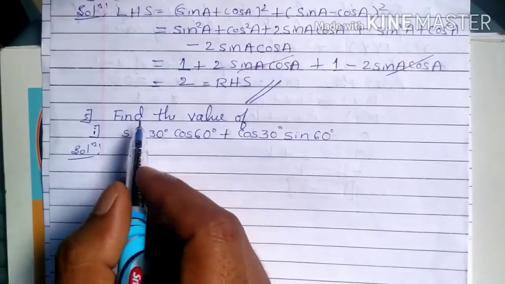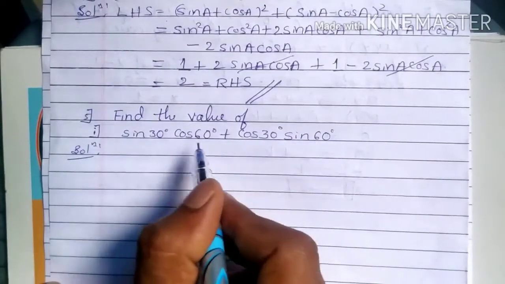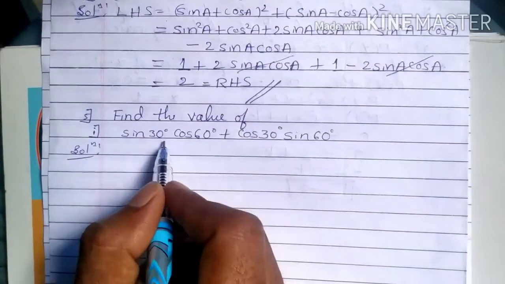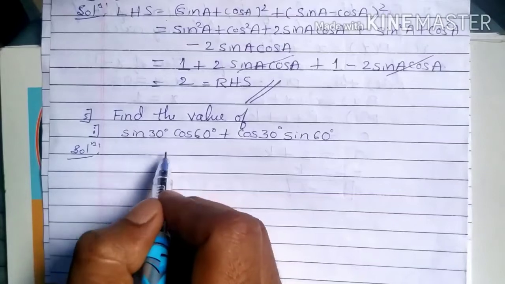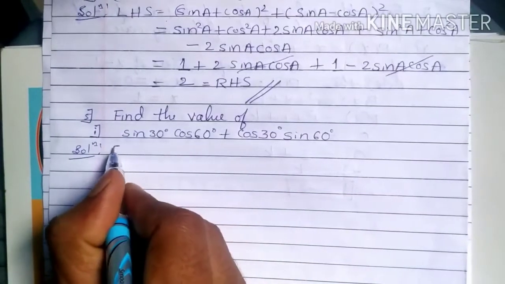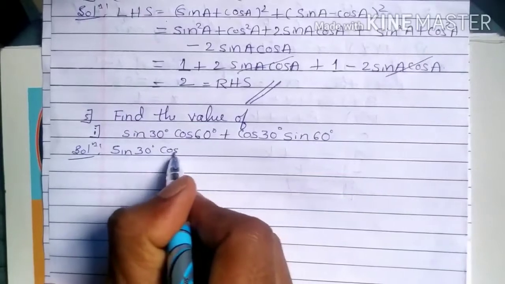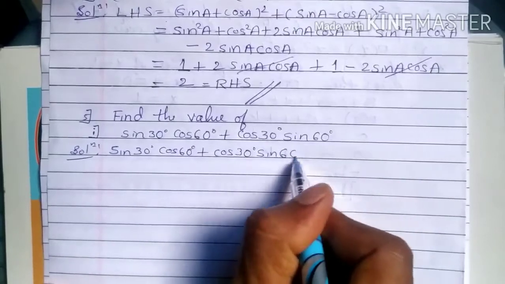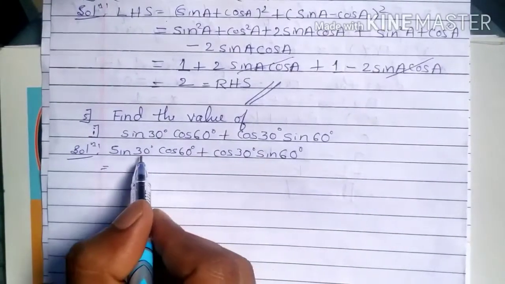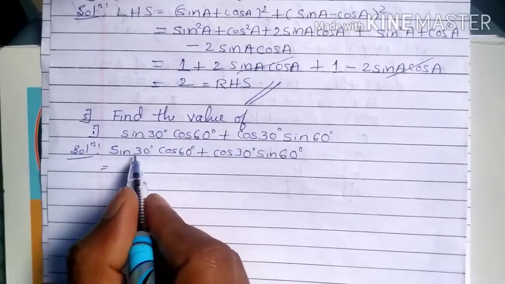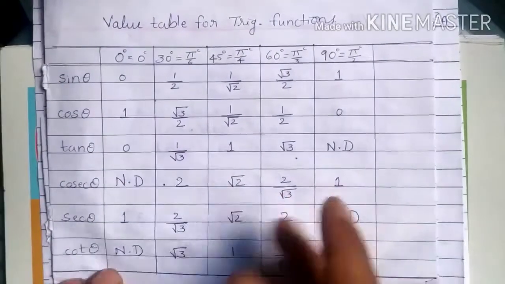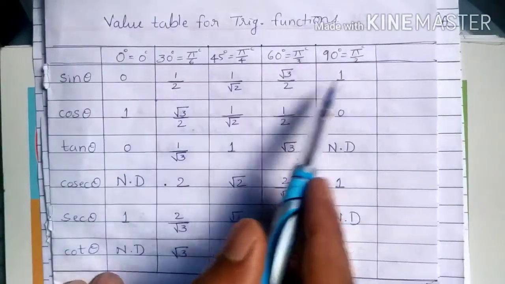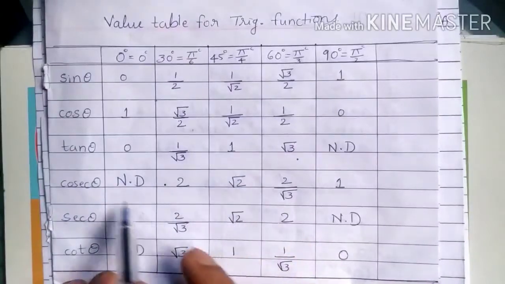Okay, we shall discuss the next problem. Find the value of sin 30 degree cos 60 degree plus cos 30 degree sin 60 degree. To solve these kinds of problems you need the angle value chart. Solution: sin 30 degree cos 60 degree plus cos 30 degree into sin 60 degree. You have to see the chart: sin 0 degree is 0, sin 30 degree is 1 by 2, etc. These are the values you have to remember.